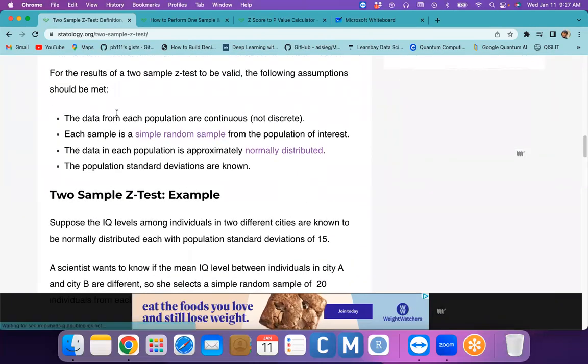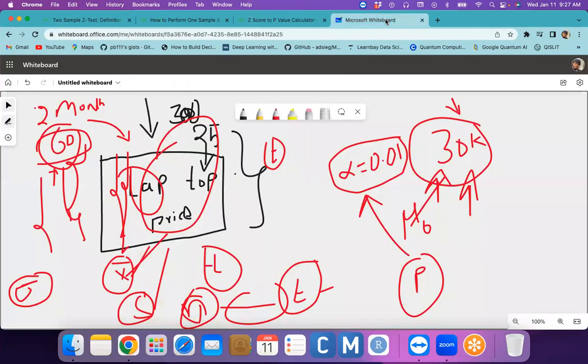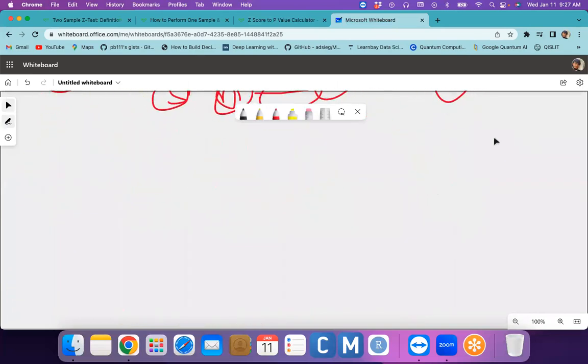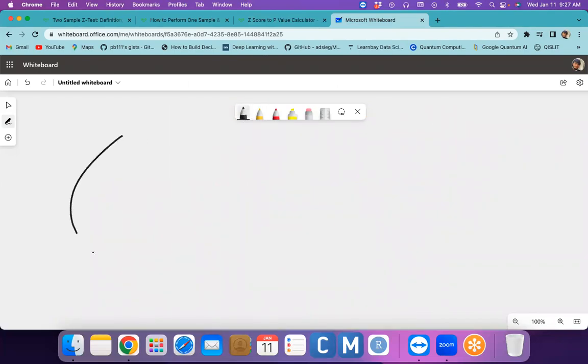So why this number two? Why do they call it two sample? It could be a multiple sample test also, right? With three cities, you're not comparing the three cities, we can compare only two groups. See, this is city 1.